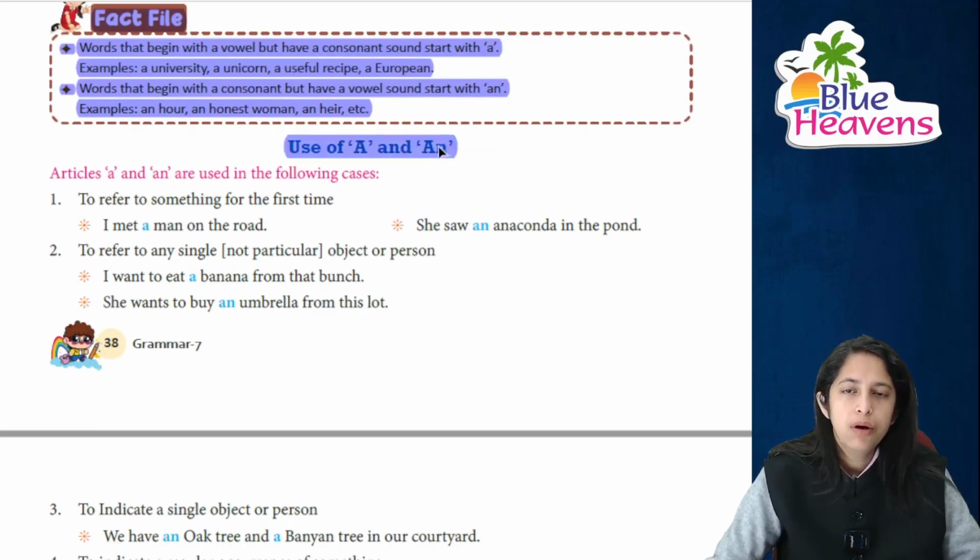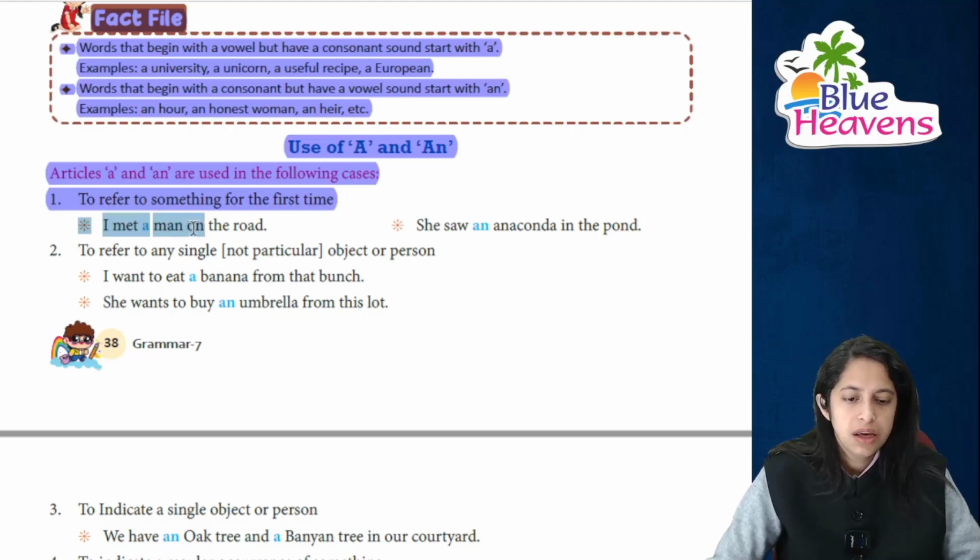Use of a और an को हम कहाँ use करेंगे? The articles a and an are used in the following cases. To refer to something for the first time. जैसे कि I met a man on the road. She saw an anaconda in the pond.